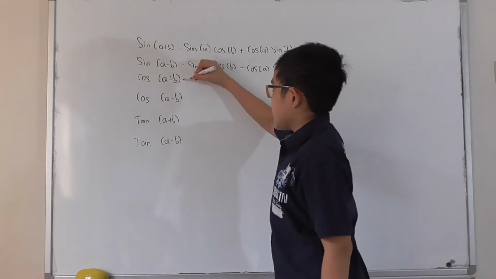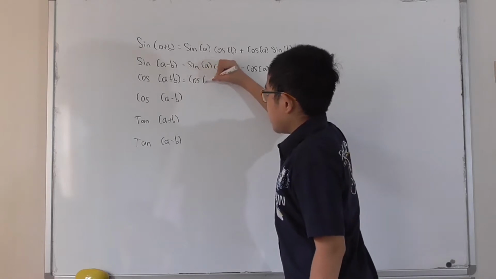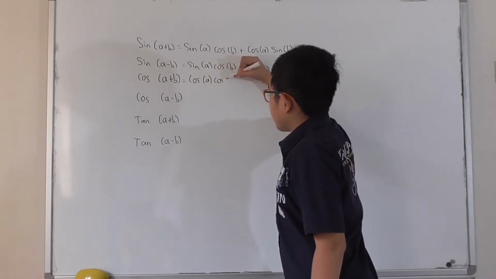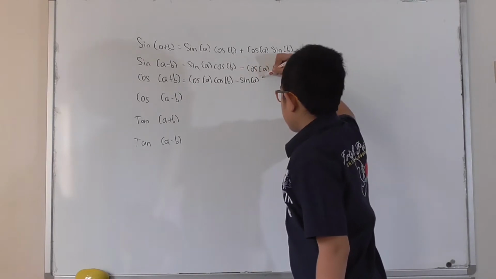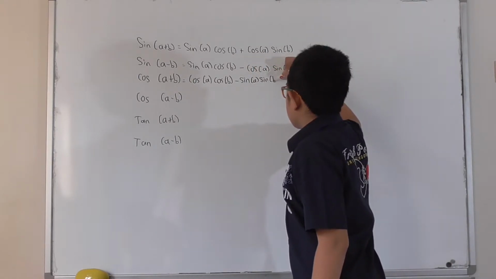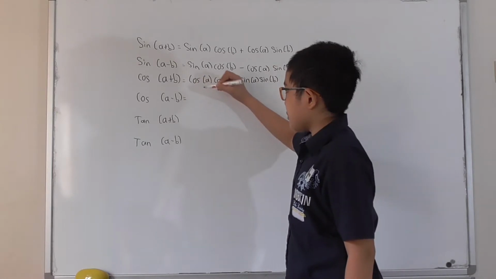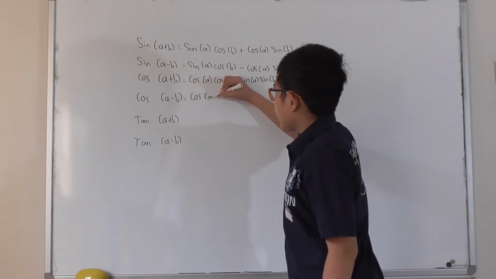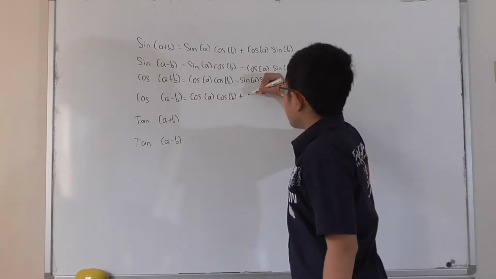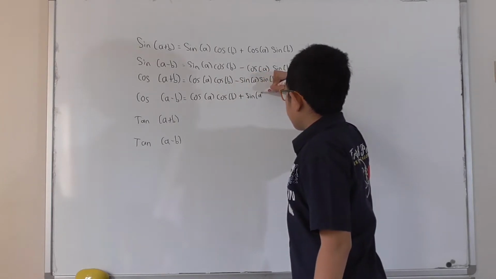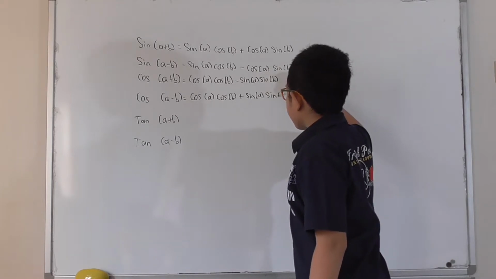And then, for cosine of a plus b, that's cosine of a times cosine of b minus sine of a times sine of b. And then for cosine of a minus b, that's cosine of a times cosine of b, and then put our plus sine of a times sine of b.